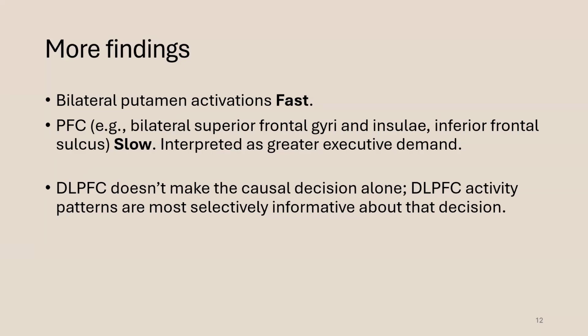And when they are fast, the results shown on those figures, both of the putamen regions were active when you make fast decisions. And when you were slow, parts of the prefrontal cortex were active. And they interpreted this as these decisions requiring more demand. Yeah, again, as I said, the causal decision isn't made by just one region, but they say dorsolateral prefrontal cortex is the most active one when we are making these decisions.